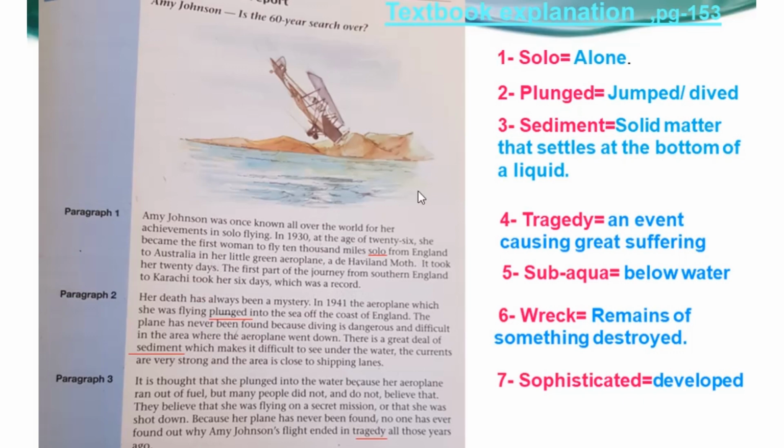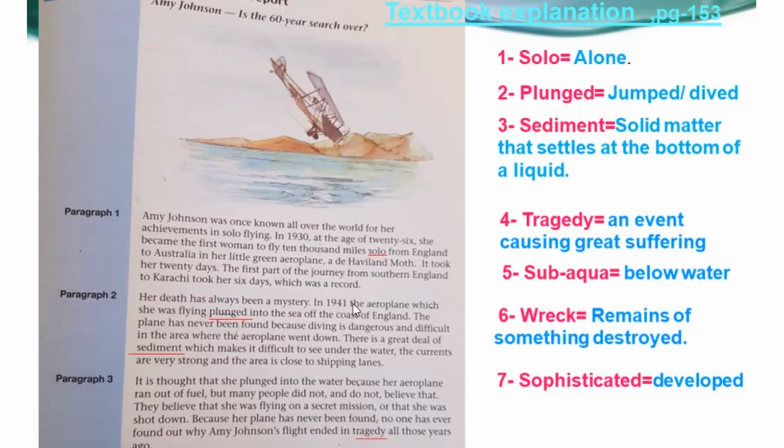Okay. So students, underline solo. And what is the meaning of solo? Alone. Underline it, and wherever you find space in your textbook, with a pencil, write the meaning: alone. Okay. So now let's come to paragraph 2. Okay. Her death has always been a mystery. Mystery means unresolved. How she died, no one knew.